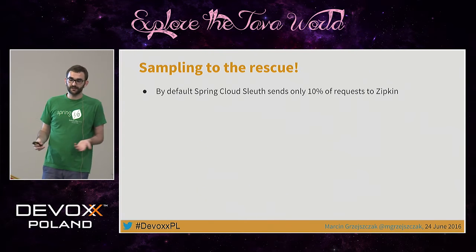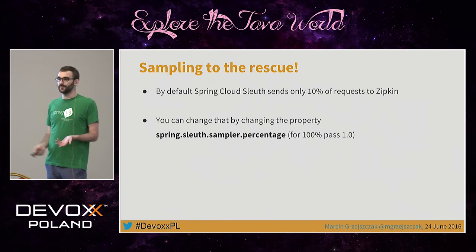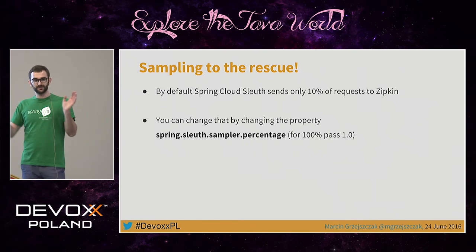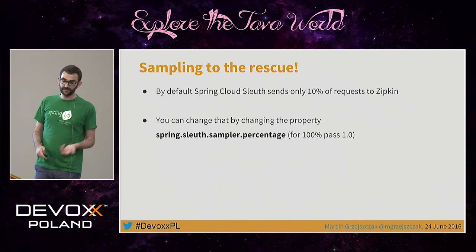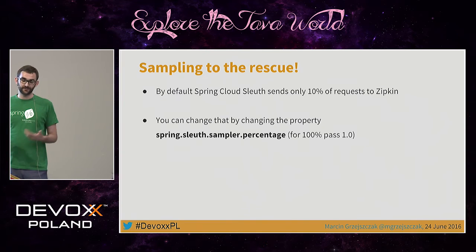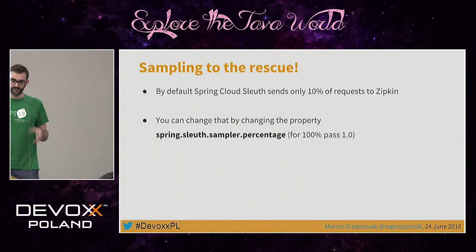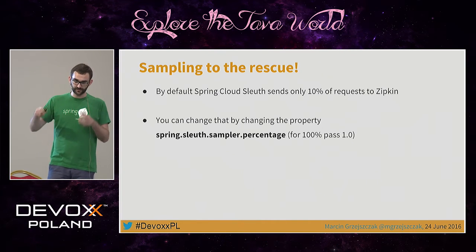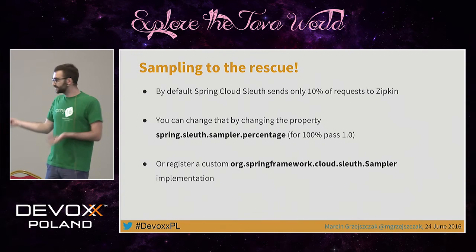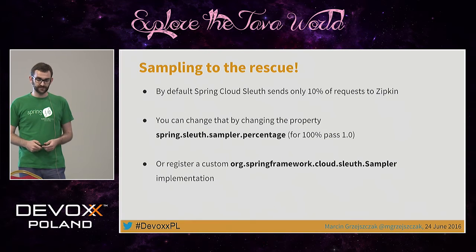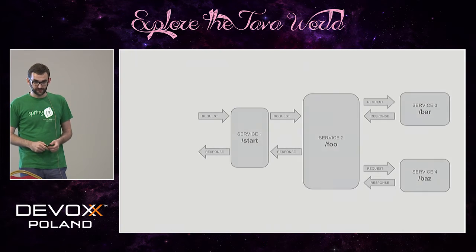Of course, if you think that the load is not that big, or you're doing demos, you can change the percentage, for example, to 100%. Then every single span will be sent to Zipkin. But you have to remember that your database has to sustain the load, and you will need enough Zipkin collectors in order to process all the spans. You can also register a custom sampler if you want to do something more complex in terms of sampling.